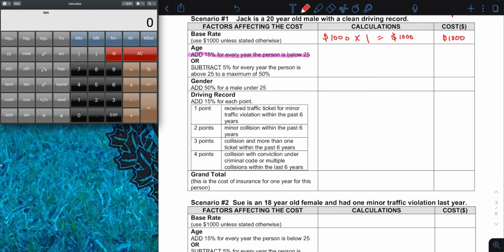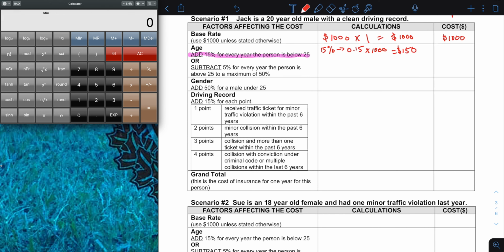Okay, so we're going to go 15%. 15% cannot be done. You can't do anything with 15% mathematically. It has to be switched to a decimal, much like the interest rate, right? So you're going to have to switch this to 0.15. And then it's 15% of the base rate that you're going to get charged. So it's 15% times 1,000, and that's going to equal 150. So that's how much you're going to get charged for every year that you're below the age of 25.